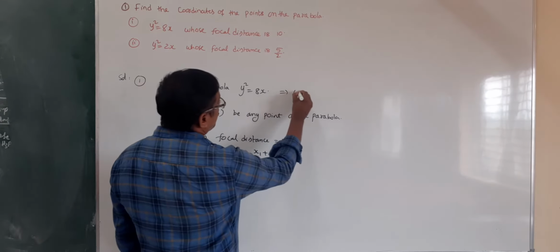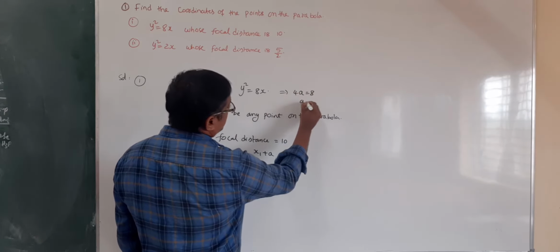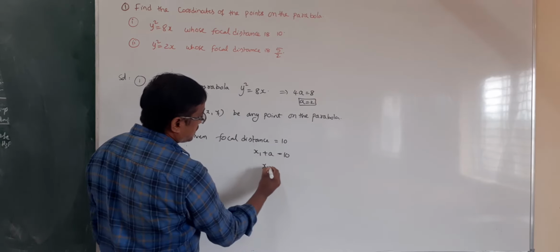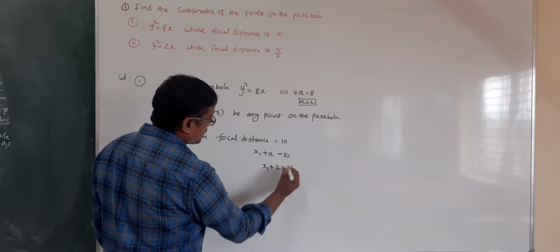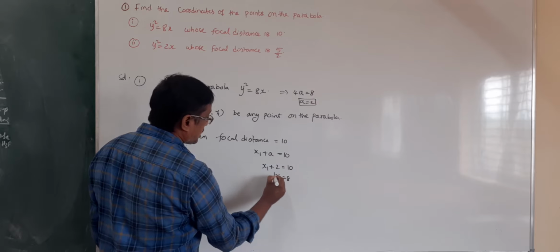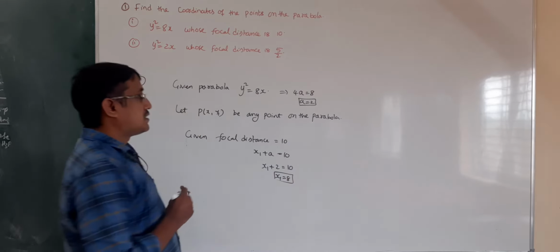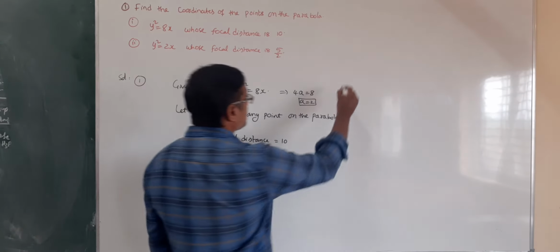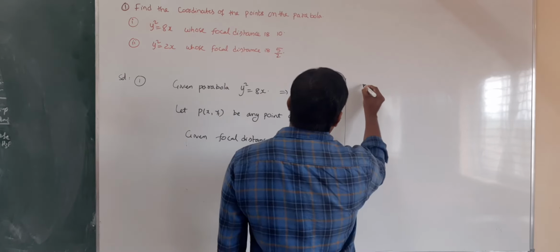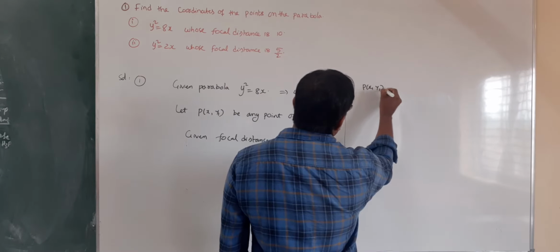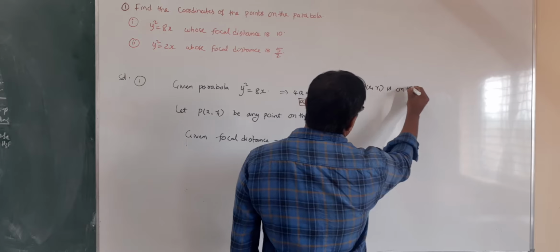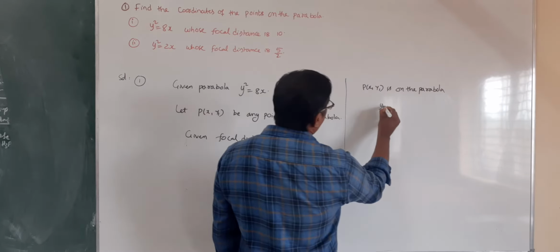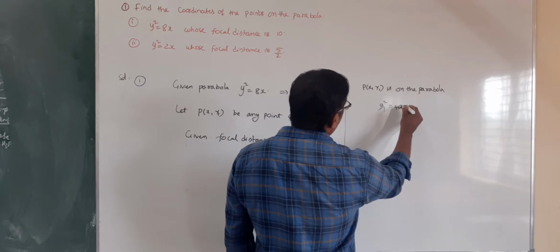Now here 4a is equal to 8 and a is equal to 2. So x1 plus a is equal to 10, x1 plus 2 is equal to 10, x1 is equal to 8. You have x1. Now this is a point on the parabola, so you can substitute that point. P(x1, y1) is on the parabola, so you will get y1 square is equal to 4a x1.